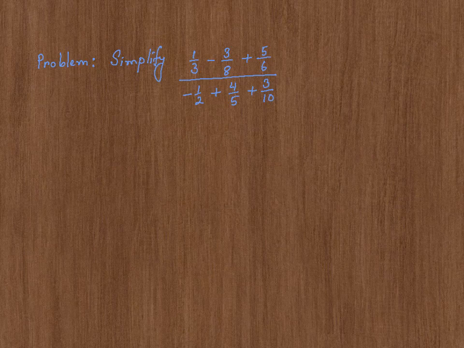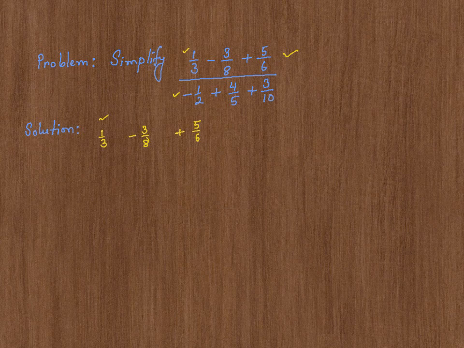In this video, I am going to simplify this given rational expression. In order to simplify this rational expression, we look at the numerator and then we look at the denominator. The numerator and the denominator both have fractions in them, so we are going to simplify them one by one and then simplify the whole expression.